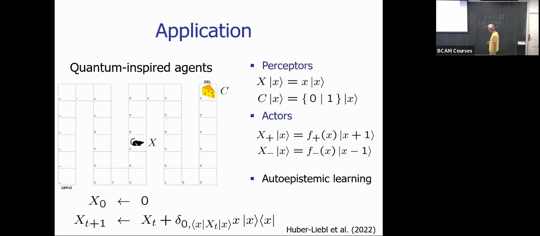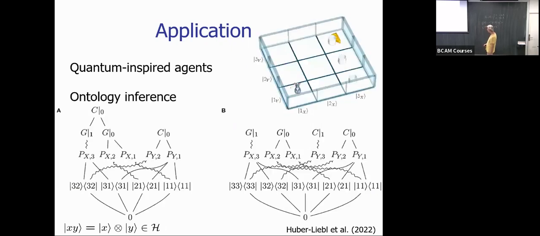If you iterate this algorithm over time, then you get immediately a linear combination of eigenvalues times projectors, and you see that the operators are iteratively updated towards the spectral decomposition of those operators. And this has been elaborated by Markus Huber-Liebel. The result is that this learning algorithm can be used for the inference of ontologies.